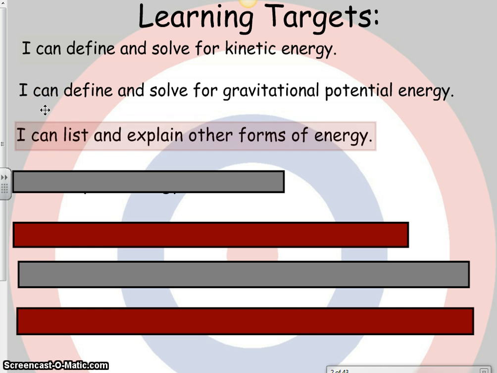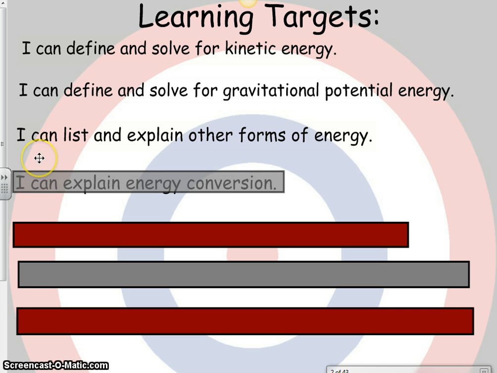I can list and explain other forms of energy. We talked about 6 other forms in the last video: thermal energy, chemical energy, electrical energy, sound energy, light energy, and nuclear energy. We'll talk more about these in class. The learning target for today's section: I can explain energy conversion.